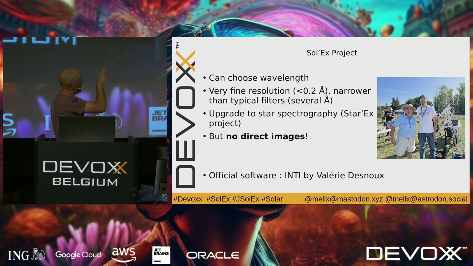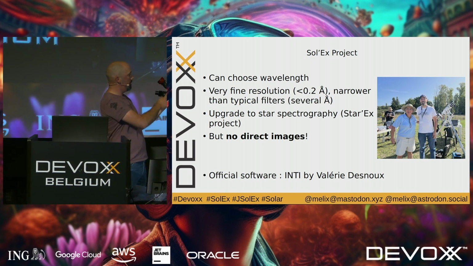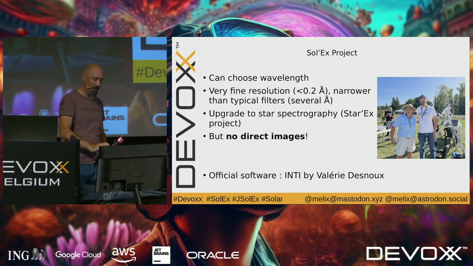So what are the benefits of using this project? First, yeah, you can select the wavelengths. But the second one is probably one of the most impressive things that you can do. With this small device, and if you remove the camera, it weighs about 200 grams, not much more. You can actually have a resolution which is less than 0.2 angstrom.